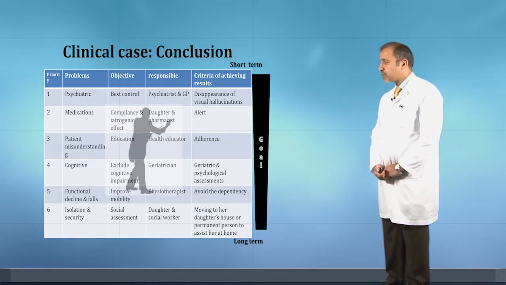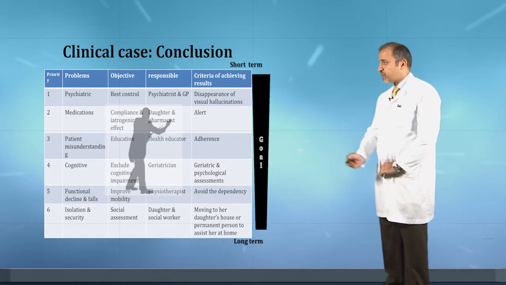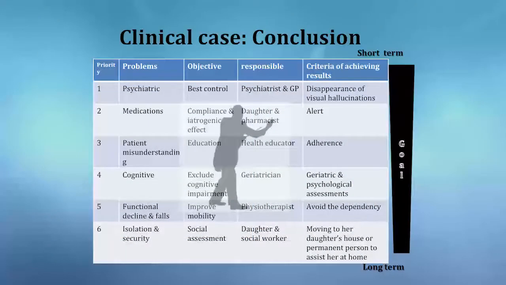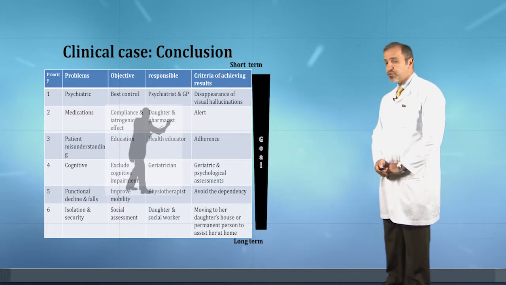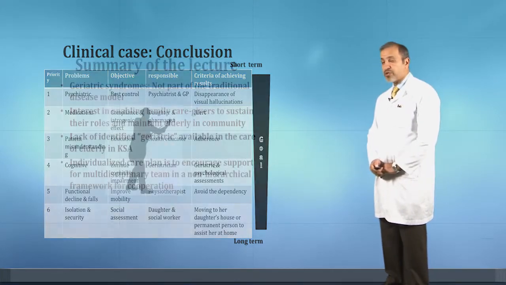So an integrated care plan would look something like this, where we have the problems addressed from 1 to 6, with psychiatric being the first priority. Medications, the patient understanding her situation, cognitive effects, the functional decline and falls, and isolation and security must be addressed. Specific objectives are made, responsible people are assigned, and criteria for achieving each individual goal are described. Goals are set as short-term and long-term, depending on the priority of each condition. And you should be the orchestrator of all of these priorities.